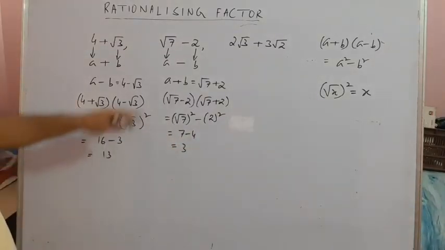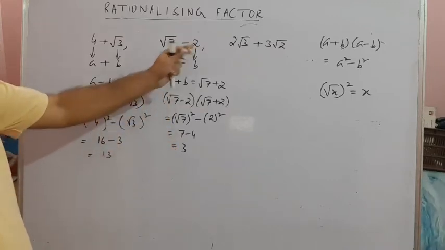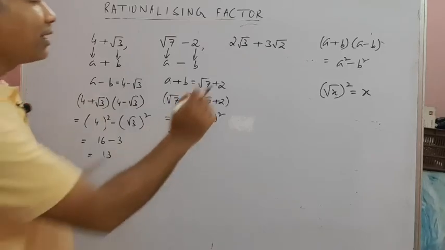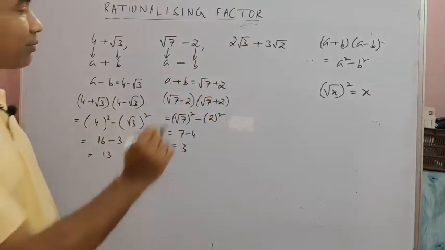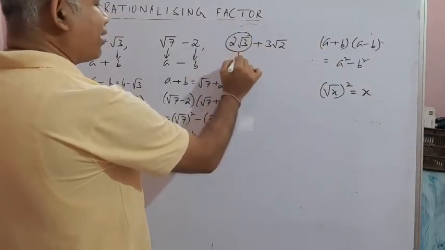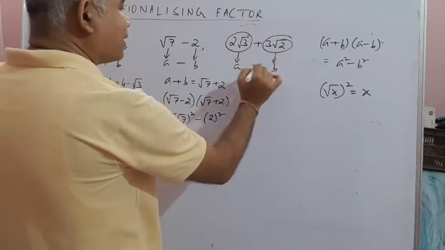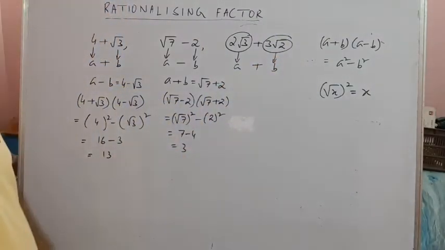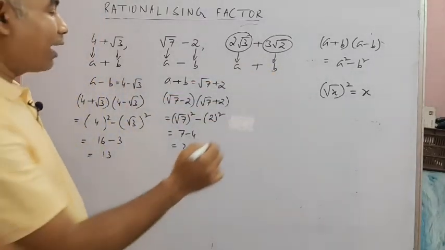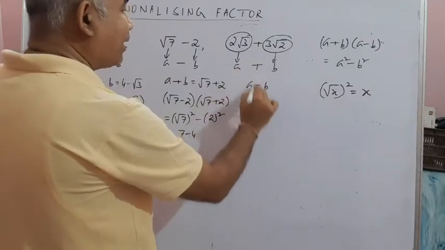Our problem was with root 7, but when I square it, it becomes a rational number. The other number was already rational, so not a problem. Then same thing, if I go to this example, in this example also there are two terms. So this term I can take as A, and this term I can take as B. That means it is in the form A plus B. So what I have to multiply to get A square minus B square with this, I have to multiply A minus B.